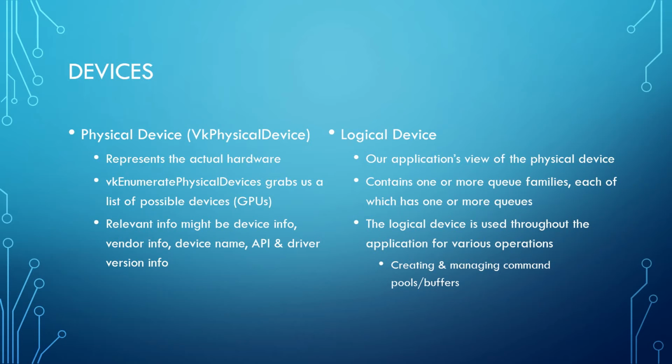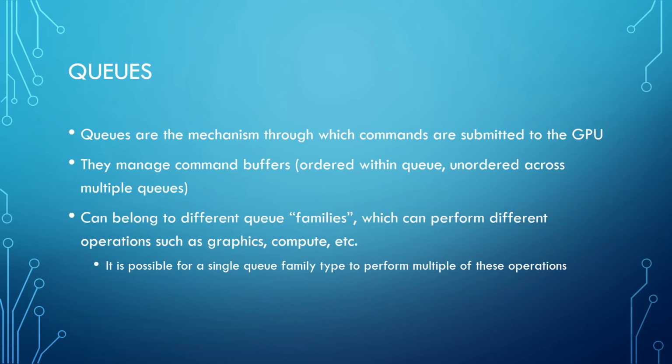And then once we have our physical device, we want to create our logical device, which is going to be our handle for using this physical device and harnessing it for our operations. The logical device just provides us a nice view and API for talking to the GPU. And that logical device is going to be used throughout the application for creating and managing command pools and buffers and shuttling data back and forth, which we're going to do using queues and queue families, which I'll talk about as well. So queues are how we submit commands to the GPU and perform operations.